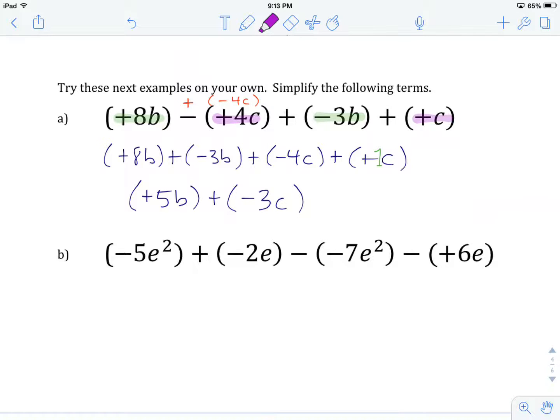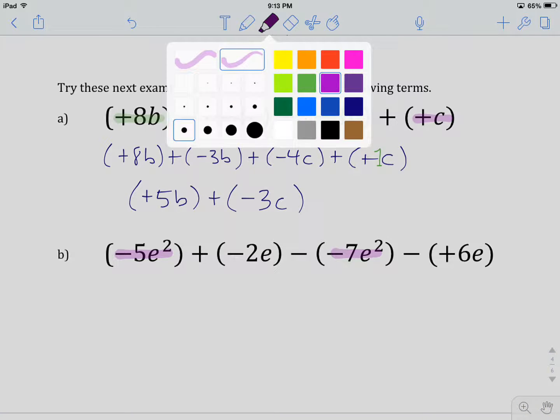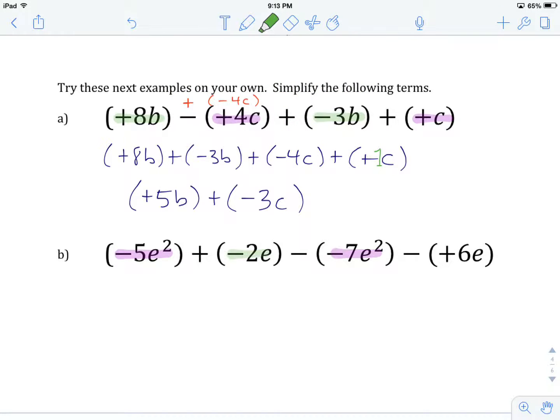Again, we're going to start by identifying our like terms. So there is our -5e to the exponent 2. Let's look down the line. There's another e to the exponent 2, this time with the coefficient -7. Let's see, the next term is -2e. Any other terms like that? Yep, there's a +6e right there.